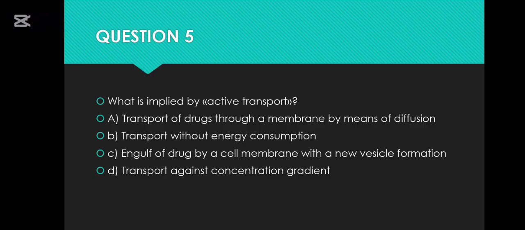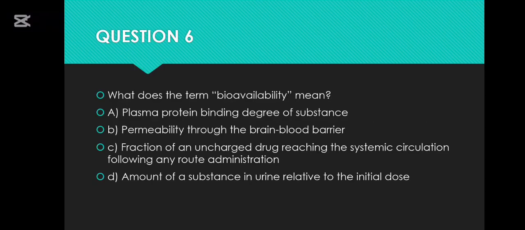So D says transport against concentration gradient. So basically here we are looking at the general answer for active transport and not specifically talking about endocytosis or exocytosis. Yes, they are transport under the primary active transport, but we are not generalizing the active transport using endocytosis or exocytosis. So what is something that is generally talking about active transport? It transports substance against the concentration gradient. So that's the answer. Let's go to question number 6.